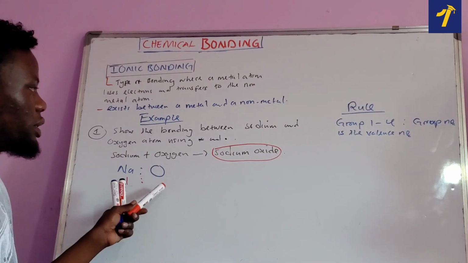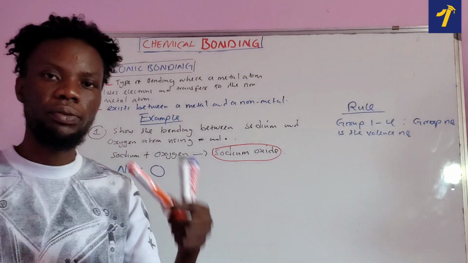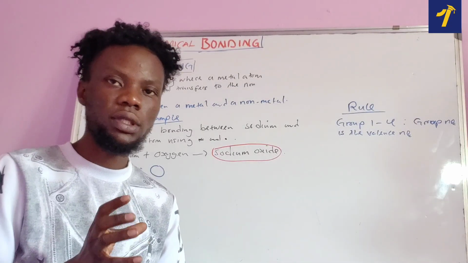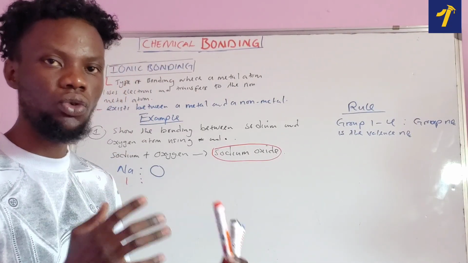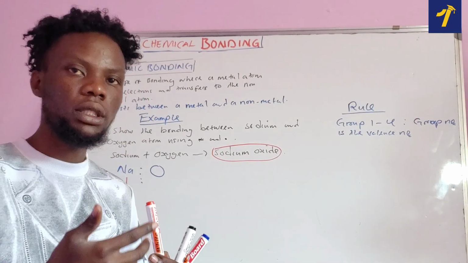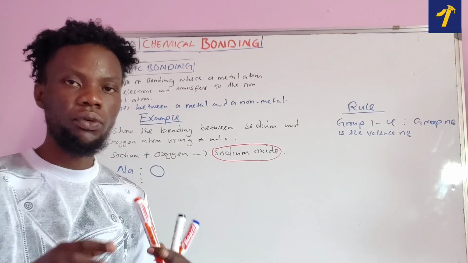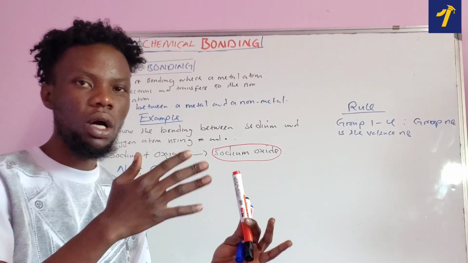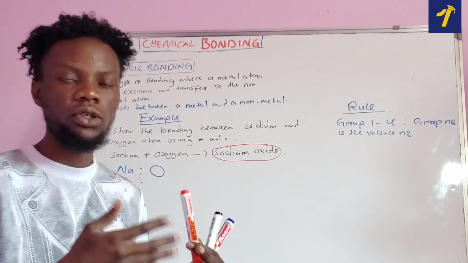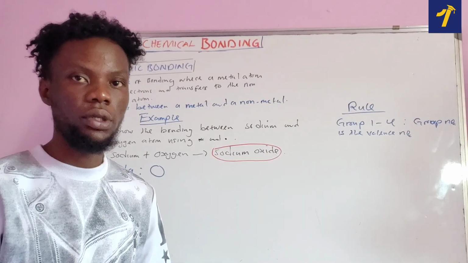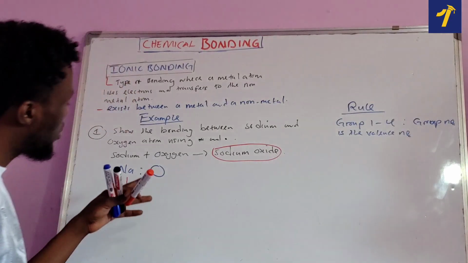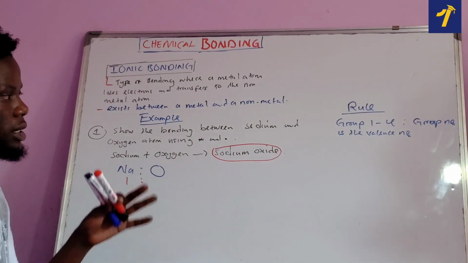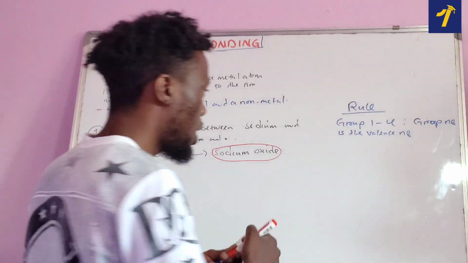Okay, we go to oxygen. So if you look at oxygen on your periodic table, you find that oxygen is in group 6. So make sure that you know how to look at the group number. If you want to know how best you can know the group number, make sure that you watch the video about the periodic table. Okay, so oxygen is in group 6.